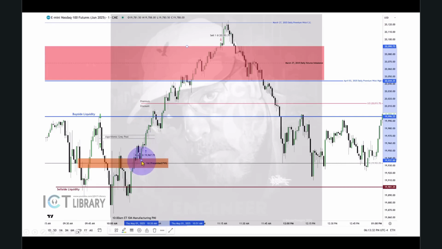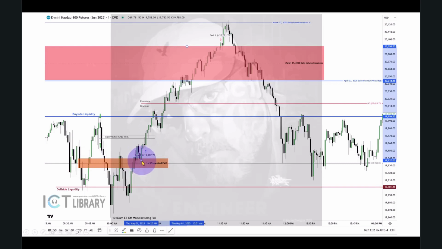Because as I mentioned at 9:47 Eastern time today on X, I would be looking for this 9:38 candle to act as an inversion fair value gap. It's the first presented fair value gap of the 9:30 to 10 o'clock opening range, which is 30 minutes.